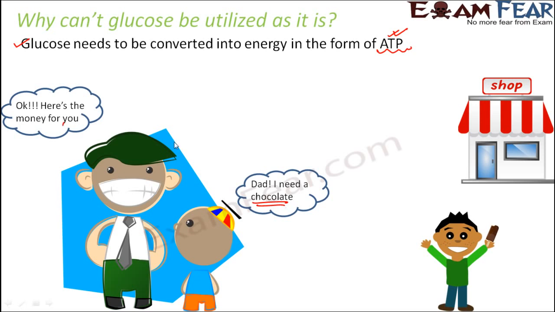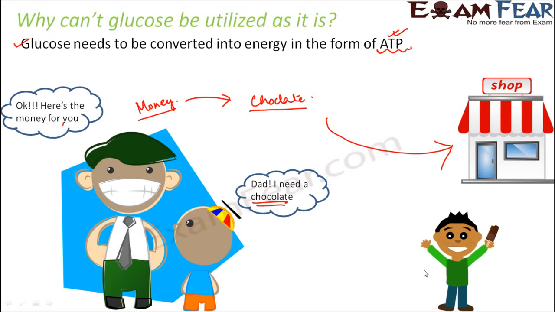But the dad gives him money. So when the dad gives him something else, that is money, when he wanted a chocolate, what he had to do? He had to convert that money into a chocolate. So how did he convert that money to a chocolate? By going to a shop. Right? And that is how you got a chocolate.